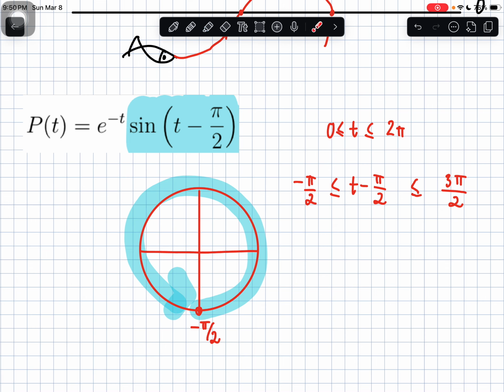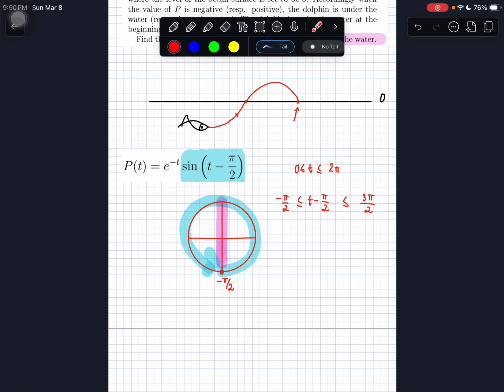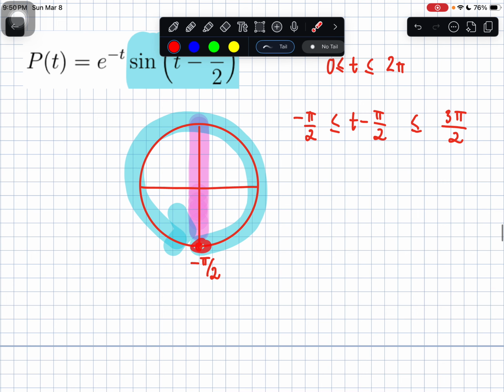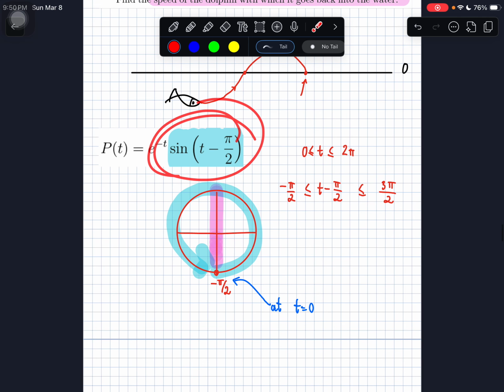So we look at this. You see that the sine axis is this vertical axis. And then at the time t equals 0 is here. At t equal to 0, sine is minus 1, so it is under the water. And then it goes to the surface level, where sine is 0. So it's here.